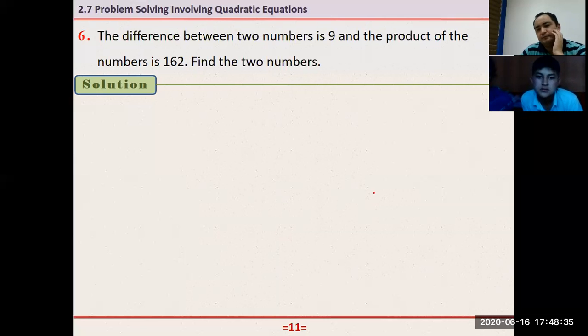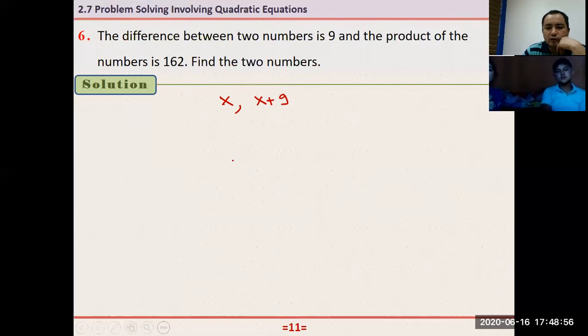Let's say the first number is x. Now what is the next number? It is x plus 9. Or also you can write x minus 9. It doesn't matter, x plus 9 or x minus 9.